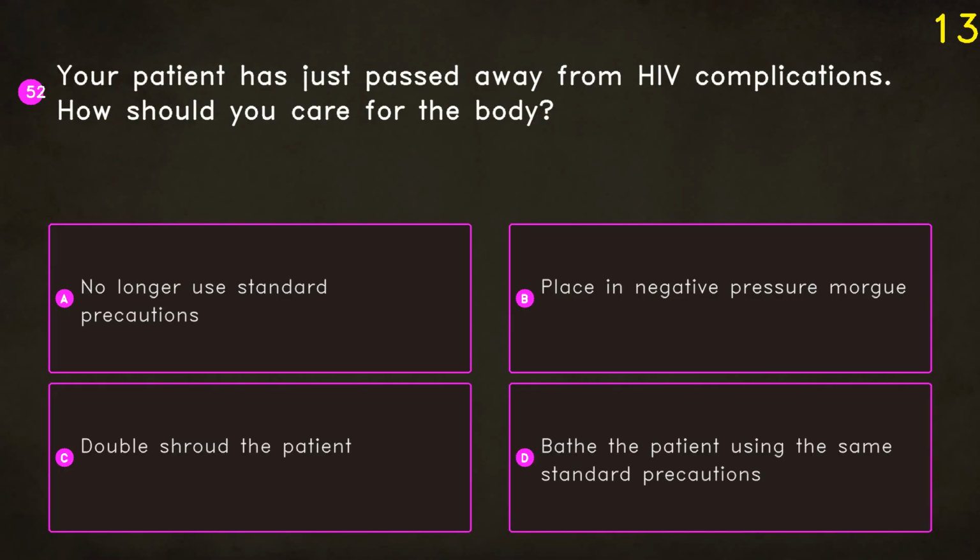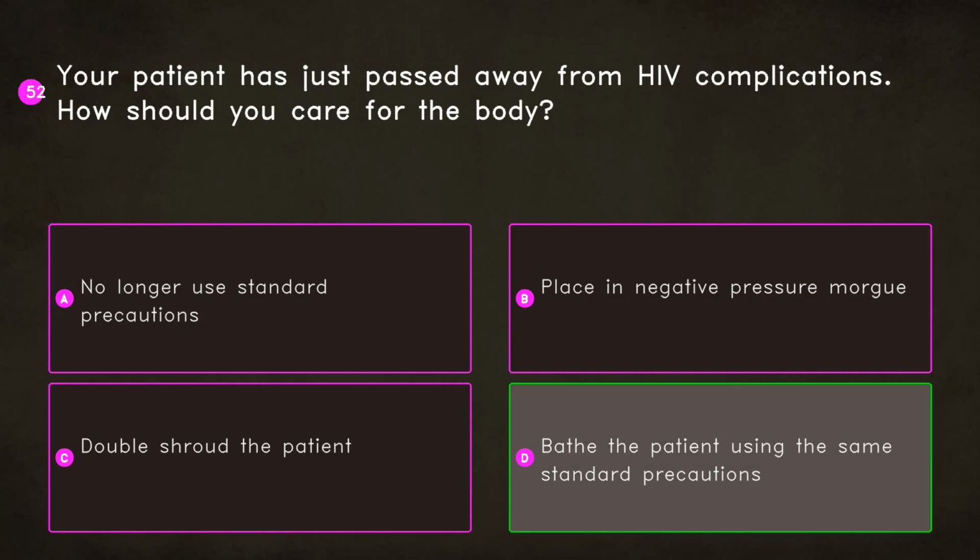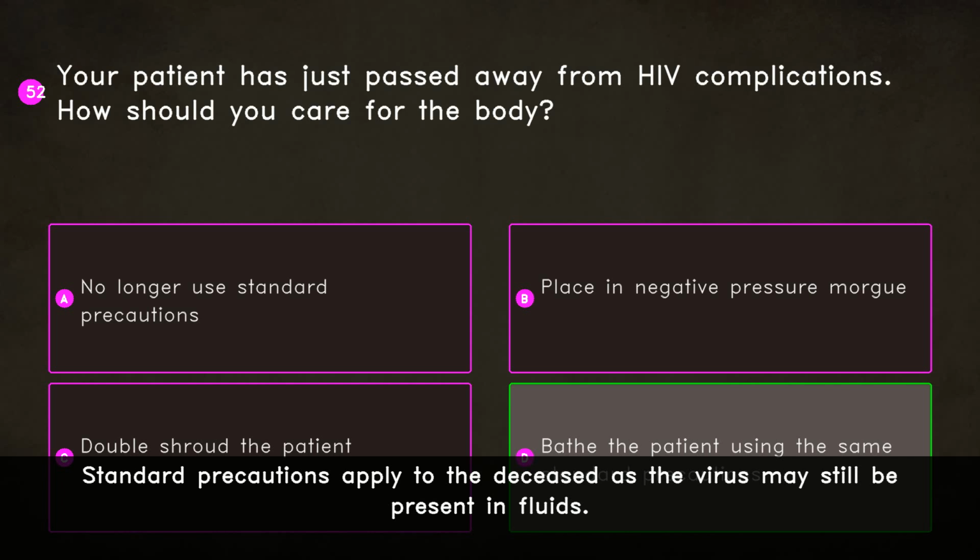Question 52. Your patient has just passed away from HIV complications. How should you care for the body? A. No longer use standard precautions. B. Place in negative pressure morgue. C. Double shroud the patient. D. Bathe the patient using the same standard precautions. The correct answer is bathe the patient using the same standard precautions. Standard precautions apply to the deceased as the virus may still be present in fluids.